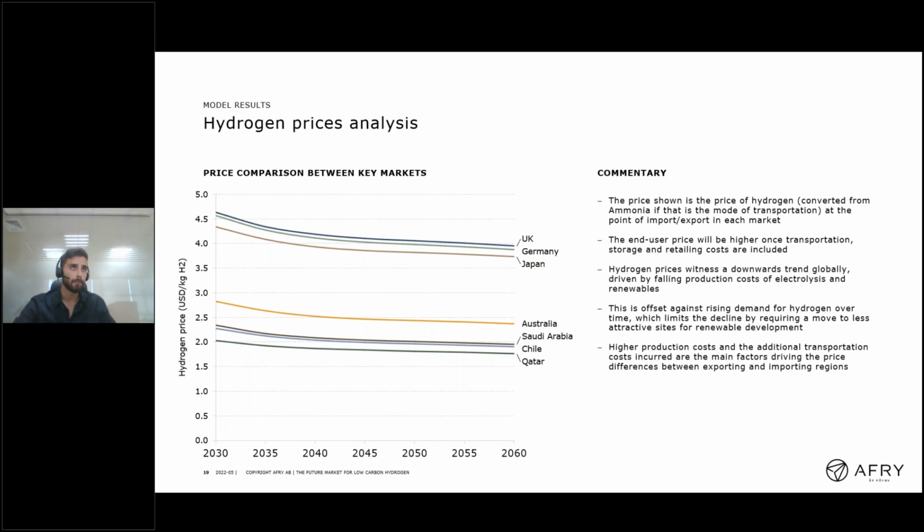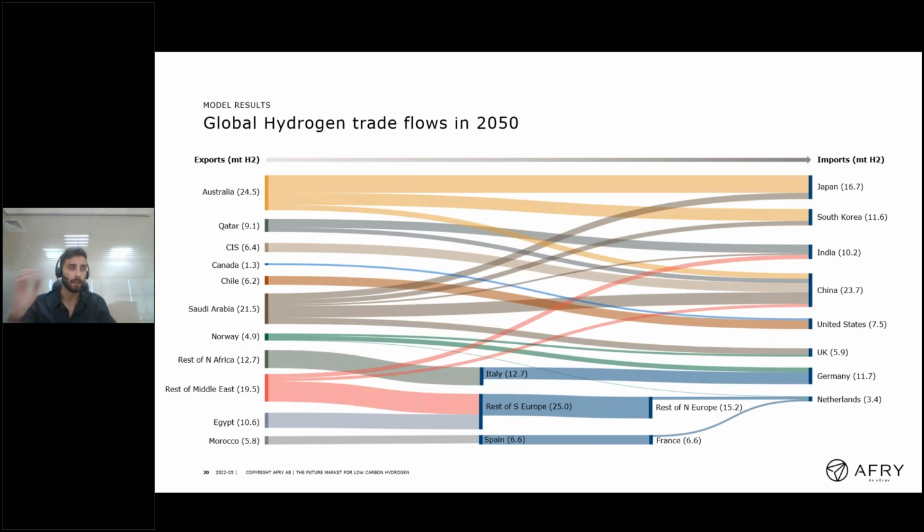So moving on to another set of outputs from the model. Who will be selling to whom? First, let me give you some information on how to read the graph. The hydrogen flows are going from exporting markets to importing markets, in the direction from left to right.